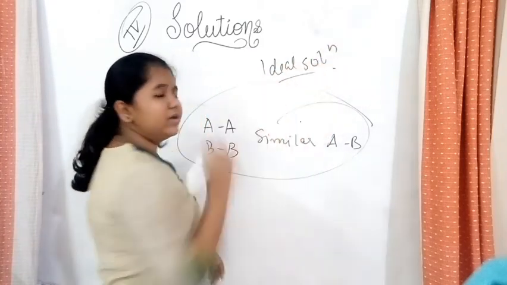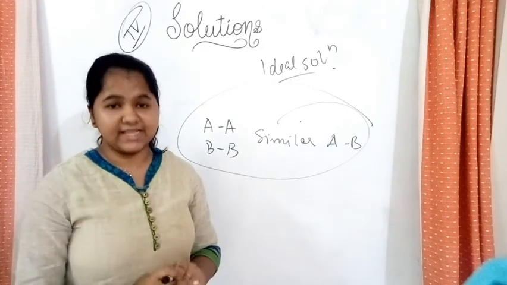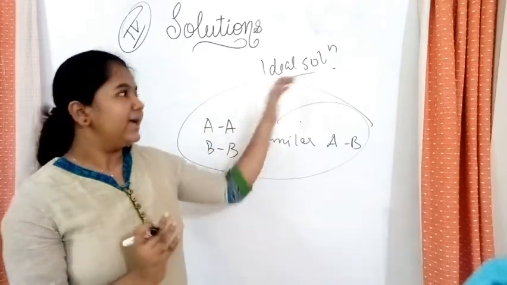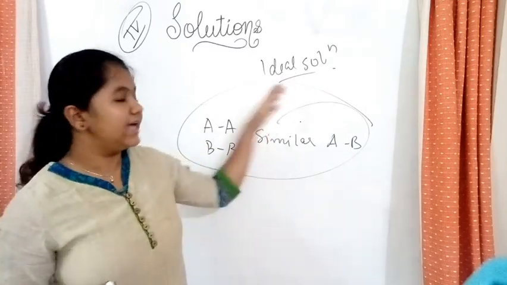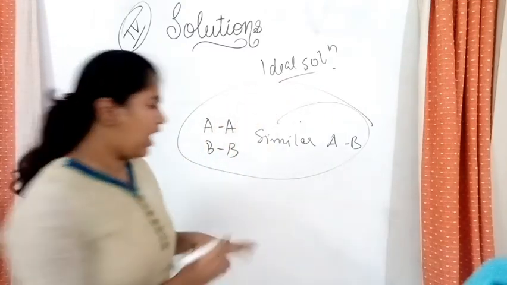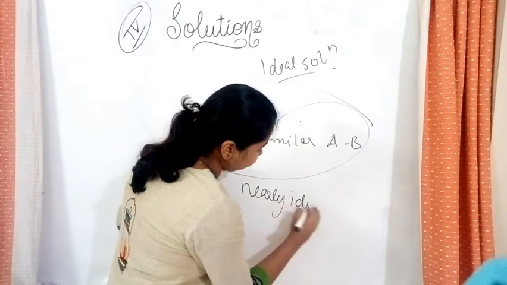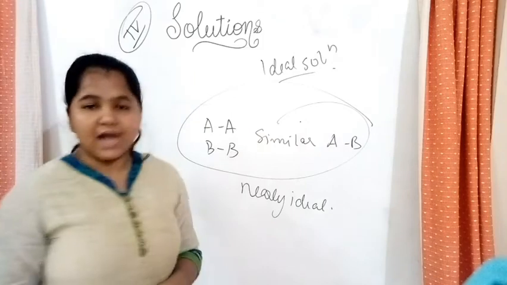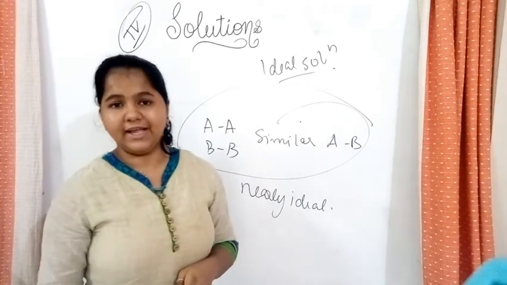Can you say something that is perfectly ideal in the world? There's nothing that you can say is ideal. It's nearly ideal. There is no solution that is perfectly ideal. All solutions that we know are nearly ideal. So now we talked about ideal solutions, and next is non-ideal solutions.